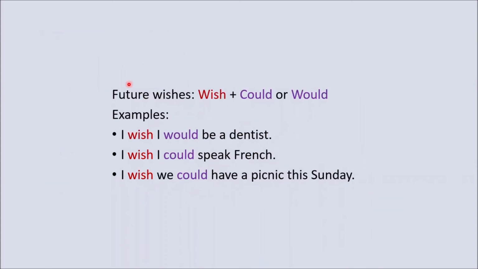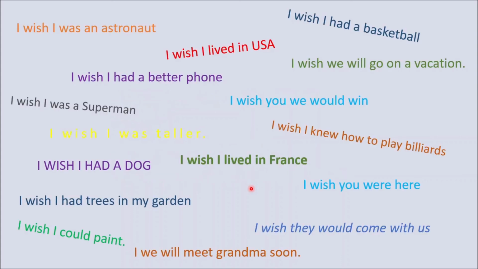If we refer to a future wish, we combine wish with modal verbs such as could or would. It depends on the context. I wish I would be a dentist. I wish I could speak French. I wish we could have a picnic this Sunday. So, these are future wishes. Wish plus a modal form, could or would in our case. A list of different wishes coming from different people.